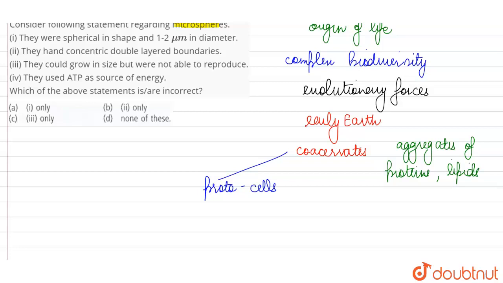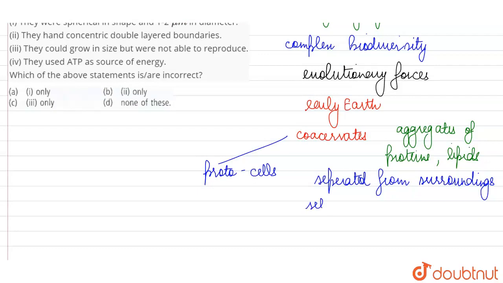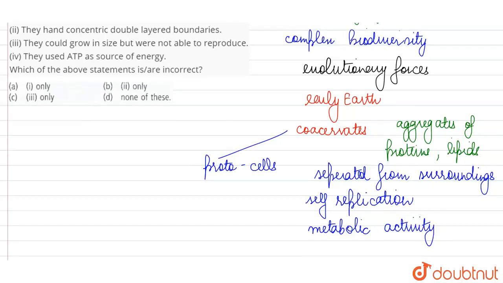So it was like a colloidal solution, it was like a suspension of these biomolecules, but it was separated from its surroundings by a membrane. So this is just like a cell, because in the cell also the contents are enclosed inside the cell membranes and the cell walls. Apart from this, the coacervates also had the ability for self-replication. They could create copies of themselves just like a living cell. And they also showed some chemical reactions, some metabolic activities, which can be seen as the precursor of metabolism of the living cells. So coacervates were such structures.